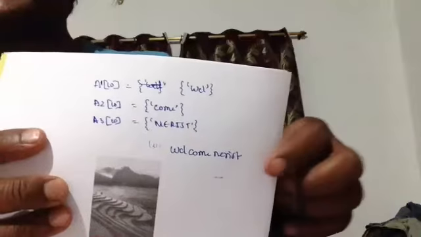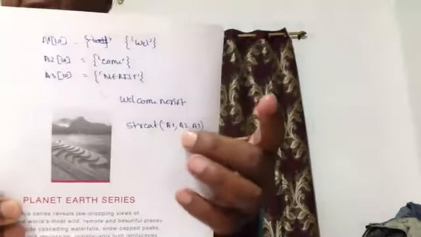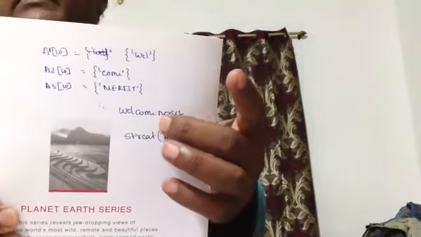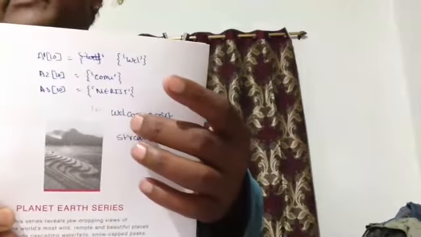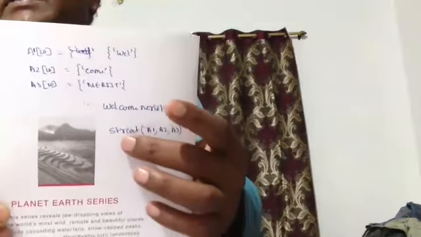Use the inbuilt function strcat like this. I will go for the program later on. strcat. A1, A2, A3. If I put it this way, the output will be "welcome Neris" together, no gap. It means it will concatenate, it appends. The second string is appended at the last of the first string, and the third string is appended at the last of the second string. So "welcome Neris", and this is the function strcat.